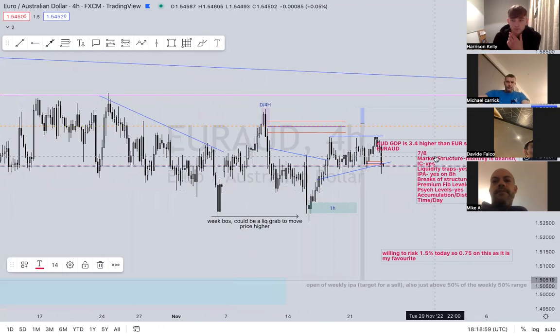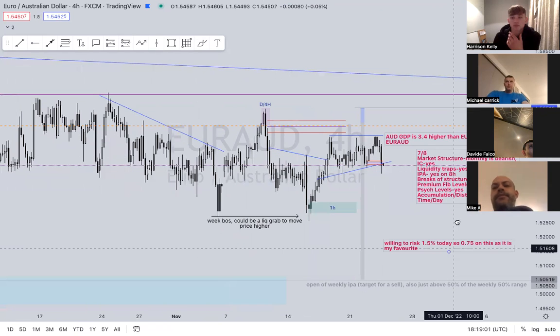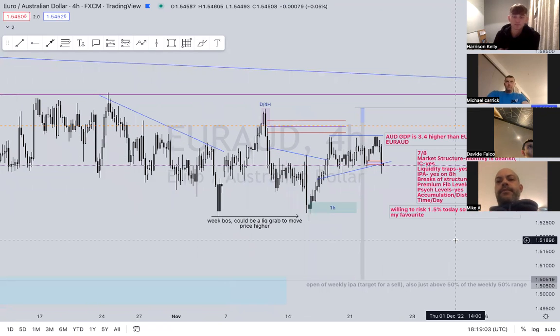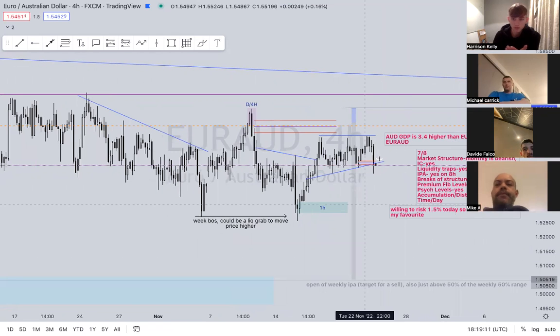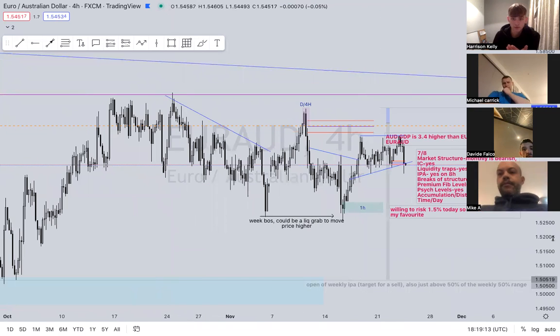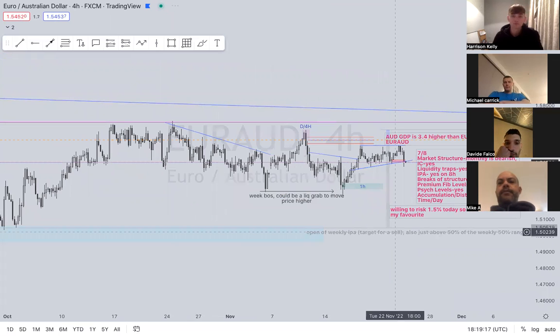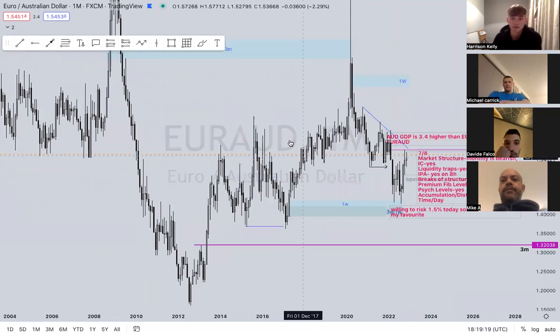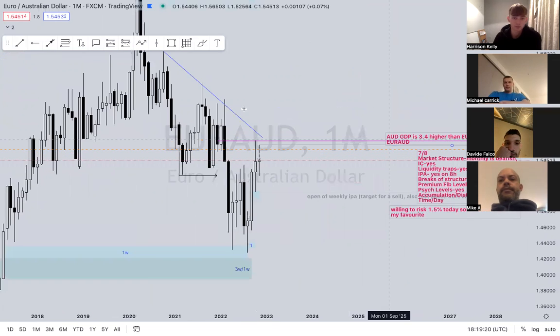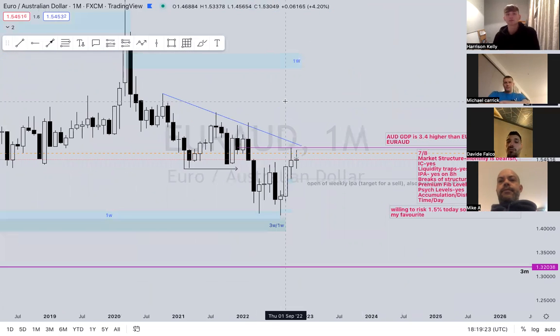So with this setup, oh yeah, I went off track there. Today I'm willing to risk 1.5%. And for me, this was the nicest setup because it's 7 out of 8 confirmations. So I'm going to risk 0.75% on this trade. In this trade, the higher time frame is bearish. That's why it's a highly probable trade, because I'm going with the higher time frame. That's why I'm willing to risk the most amount of capital on this trade.